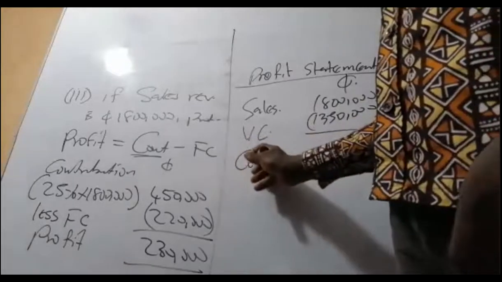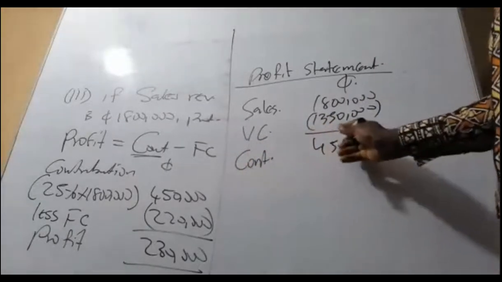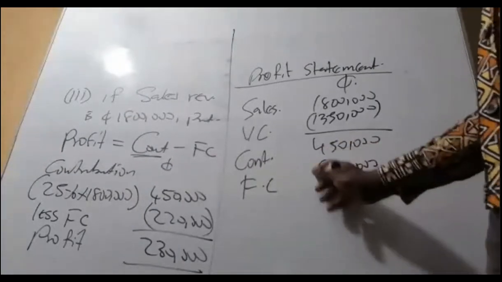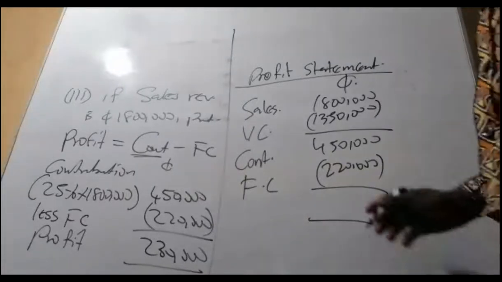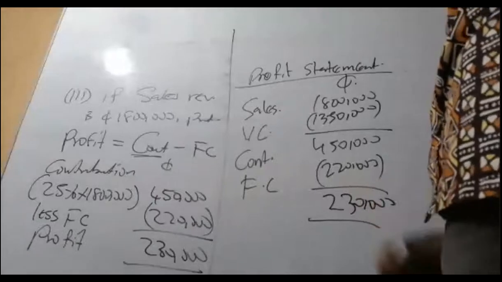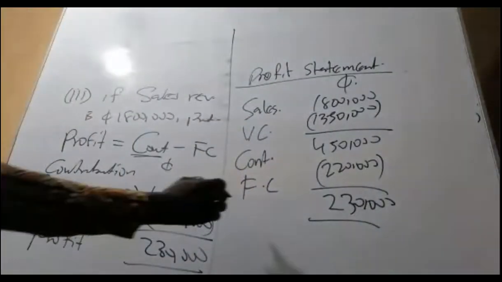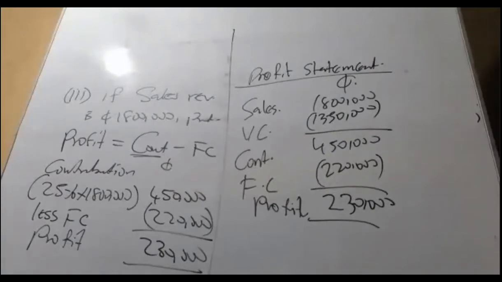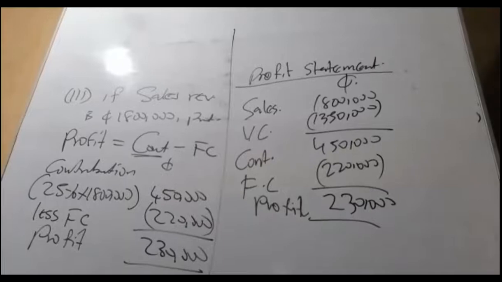Then the contribution is 450. Then fixed cost will be 220,000. So therefore profit will be 230. So the figures are the same, but the presentation is different. When we ask you to calculate the profit, however you do it to get the profit, we don't mind. But when we ask you to prepare a profit statement and you're using formulas, you're using shortcuts. We are asking for an income statement and you're using formulas like this one. So note the difference. One is a profit statement and one is just calculating the profits. Good. Now let's continue the game.